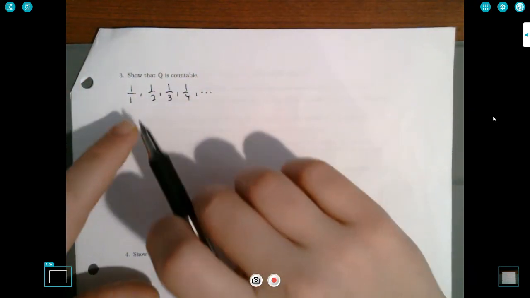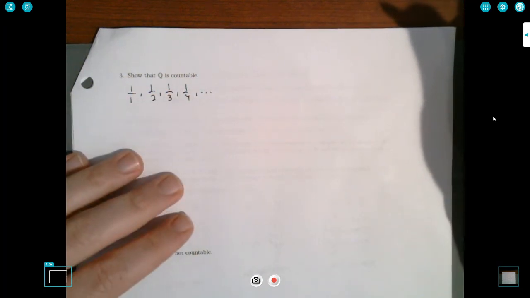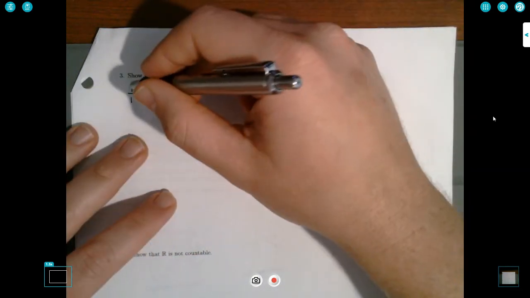And the problem is that list is not going to contain all of your fractions, because it's not going to contain things like 5/8, right? It's not going to contain any fractions where your numerator is a number different from 1. So this won't work. So how in the world do we do this? How do we make a list of all of the fractions?